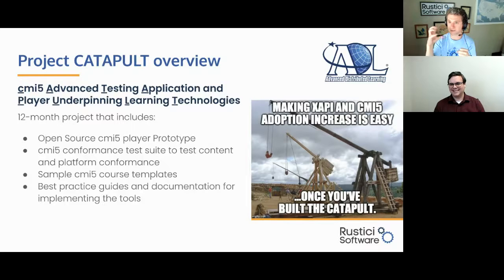There will also be a test suite for the players themselves so that we have a Faxer-friendly moment. Is your player handling CMI5 the way that it should be? This gives us a better way to say, okay, here's where things are going wrong.